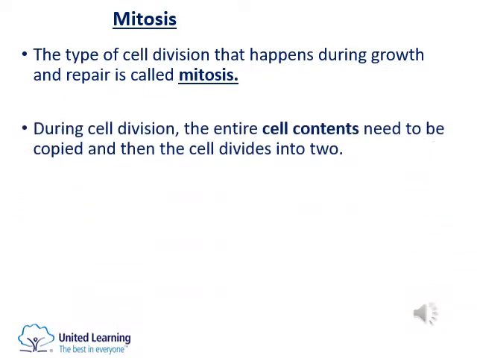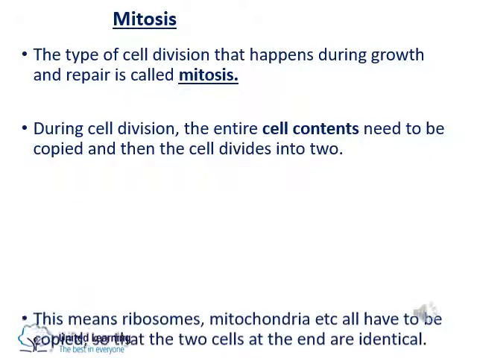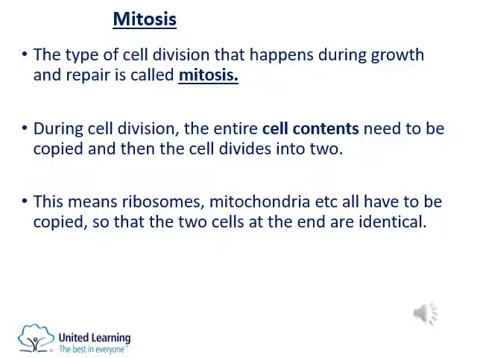So as I mentioned before, mitosis is the fancy scientific word that describes cell division, and it's the type of cell division that happens during growth and repair. So we're going to have a look at what happens during mitosis, during cell division, in more detail, and we'll come back and describe those diagrams in more detail later on.